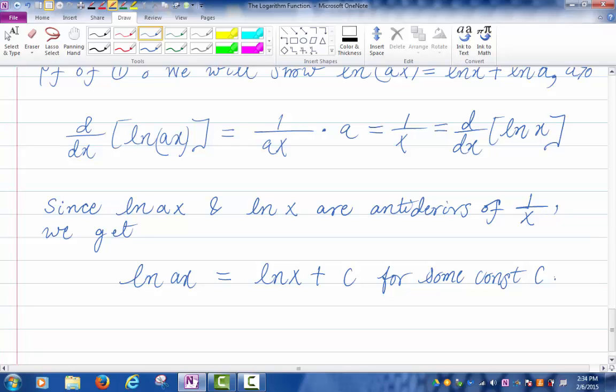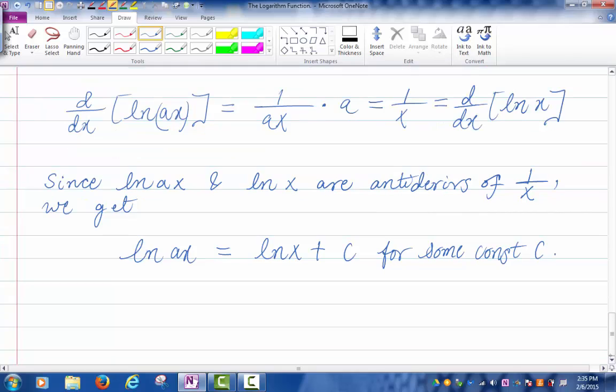Now, what should I plug in for x in order to evaluate c? What's a suitable value of x that I can plug in and find c? 1. Very good.